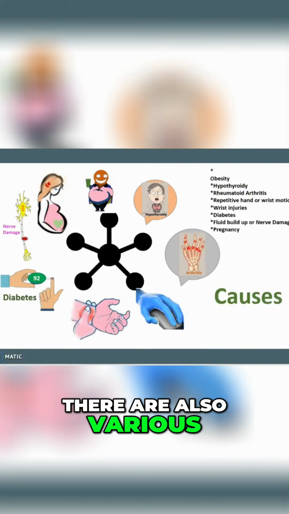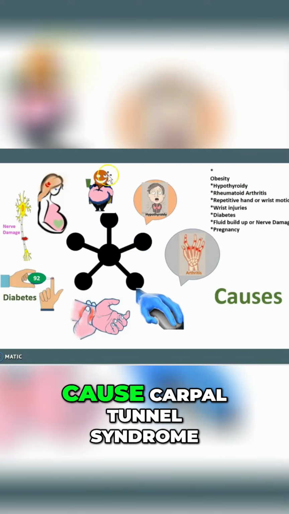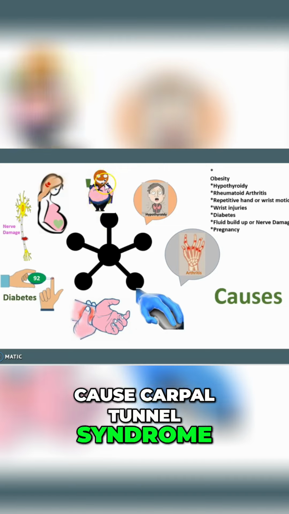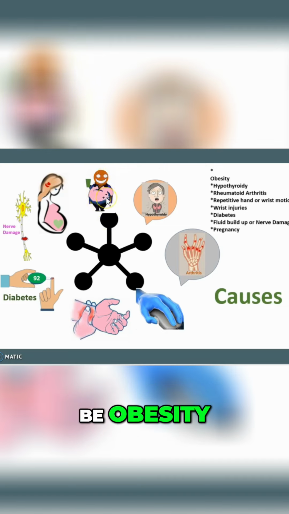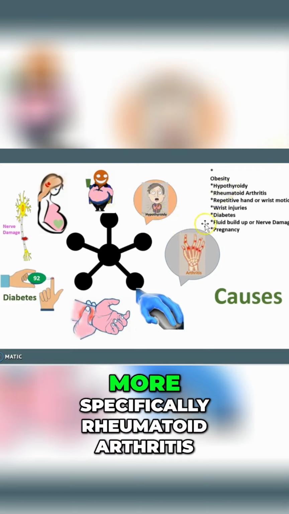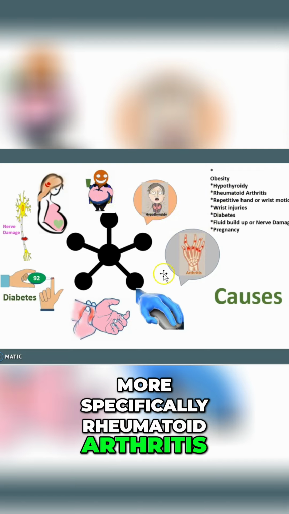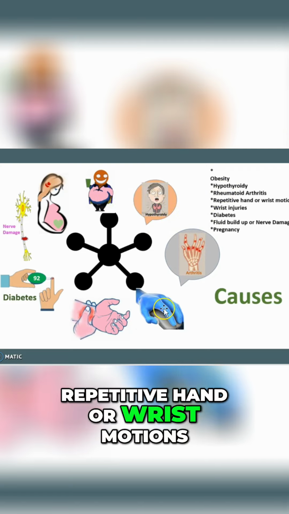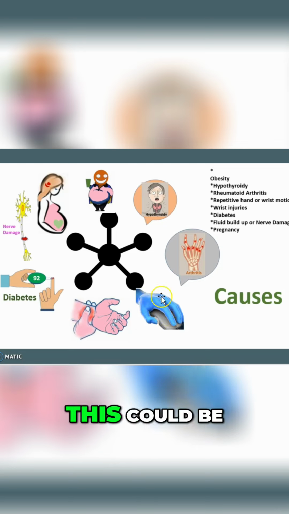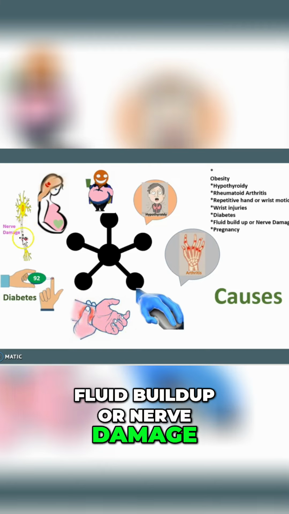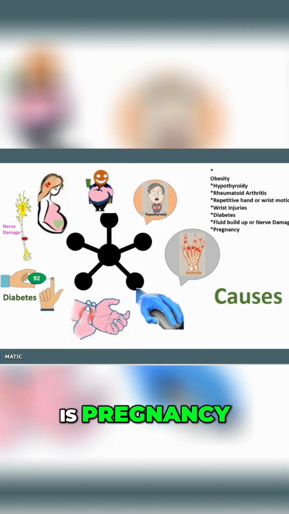Now, there are also various different things that can cause carpal tunnel syndrome. The first is going to be obesity, hypothyroidism, arthritis, more specifically rheumatoid arthritis, repetitive hand or wrist motion. So if you're a gamer, this could be dangerous. Diabetes, wrist injuries, fluid buildup or nerve damage, and the last one is pregnancy.